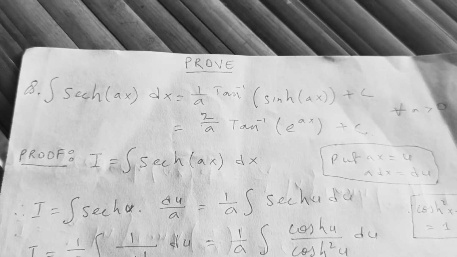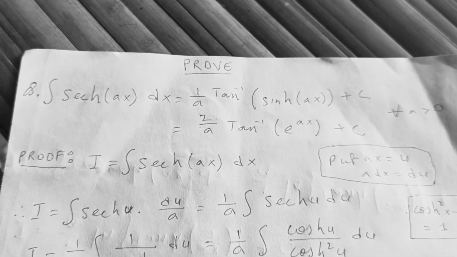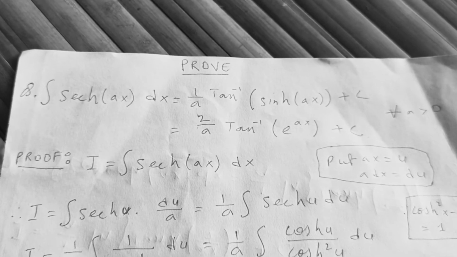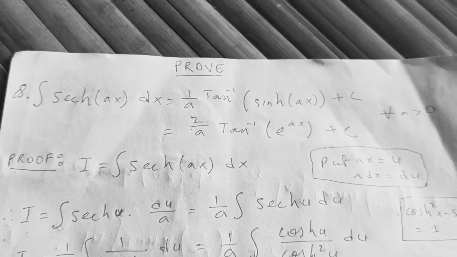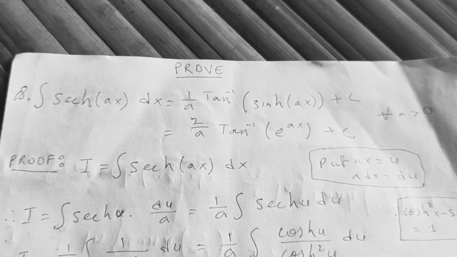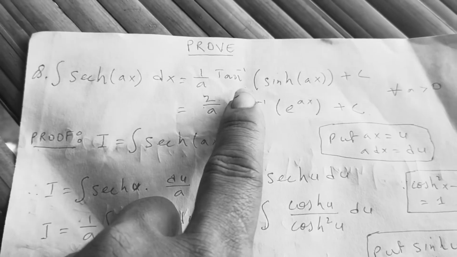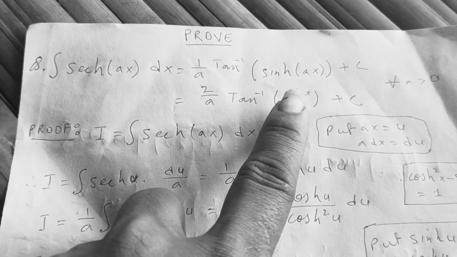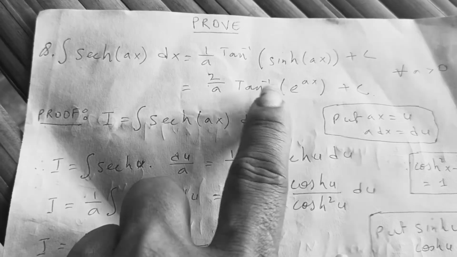Today we are going to integrate secant hyperbolic of ax dx, right? Our answer is going to be 1 upon a tan inverse of sine hyperbolic of ax plus c. And the integral of secant hyperbolic of ax can be expressed two ways. One is 1 upon a tan inverse of sine hyperbolic of ax, and two is 2 upon a tan inverse of e to the ax, right?